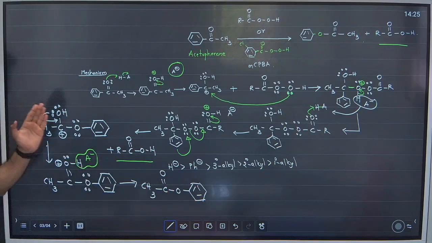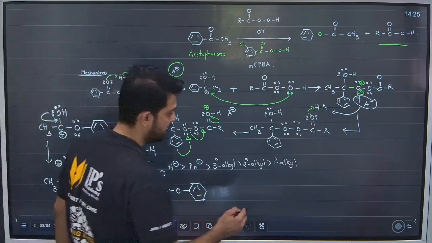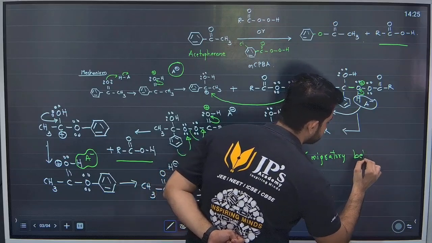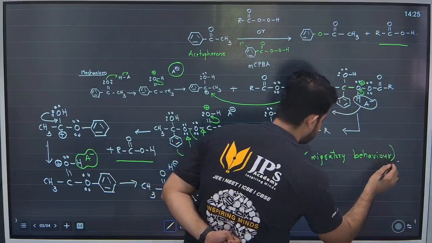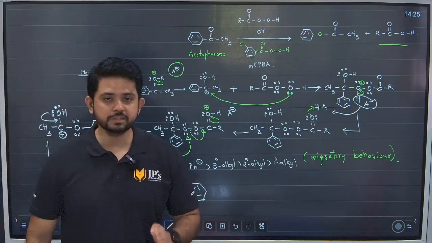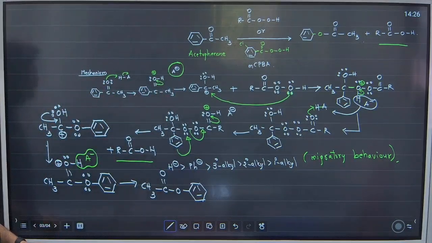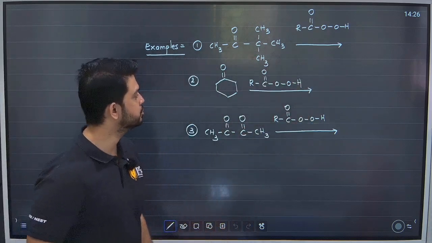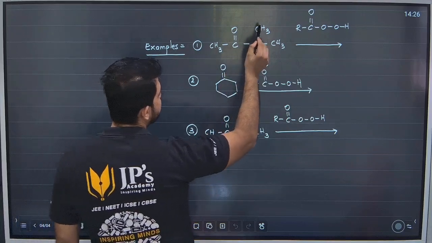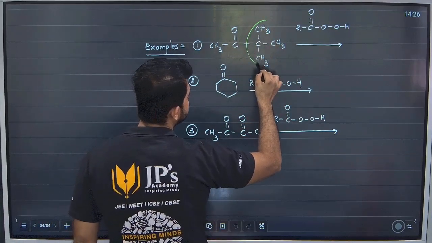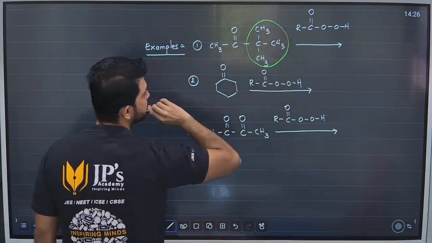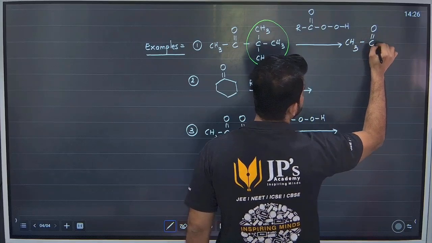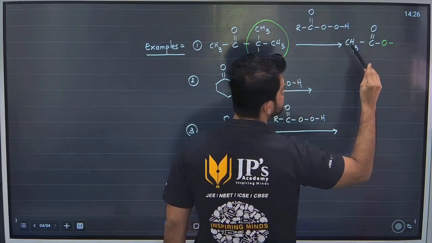So students, this is the detailed mechanism. I repeat, migratory behavior is very important. So remember migratory behavior, because on the basis of migratory behavior you can then try to solve these questions. I'll help you with one example. So for instance, if I observe over here, this is our tertiary group, so the migratory behavior prefers the tertiary group, so the product here will look like this. Your oxygen atom will be inserted over here.